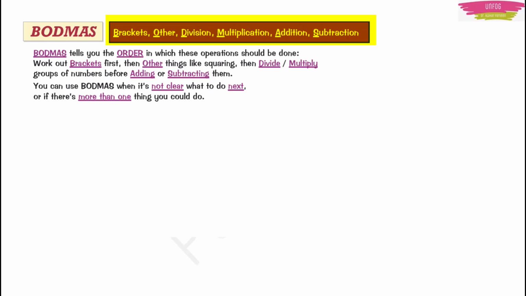After that you divide or you multiply. At last, if needed, you add, or if needed, subtract. You can use this BODMAS when it is not clear what to do next. Because if you do whatever you feel, then your answer will be wrong. So this is the procedure for mathematical operations to be carried out.